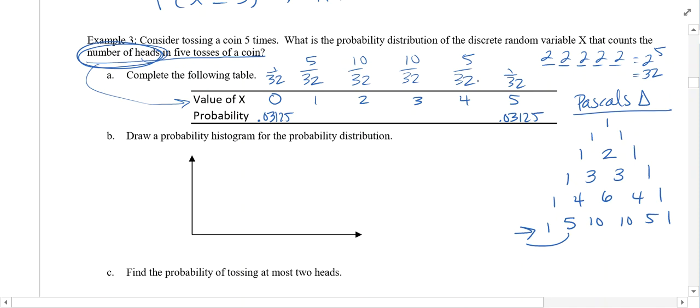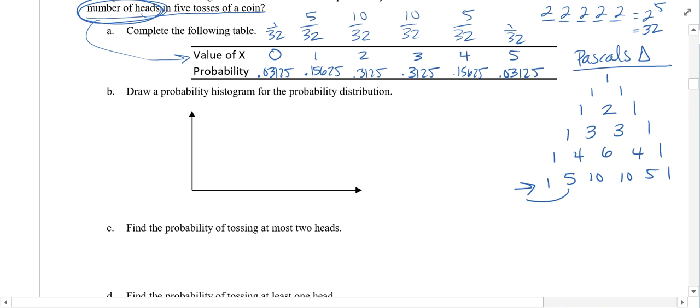We will talk a lot more about setting up this type of probability, so don't let this stump you at this point. I'm just going to write these as decimals: 0.15625, and then these ones are 0.3125. Okay, so that is how we're going to set this up.